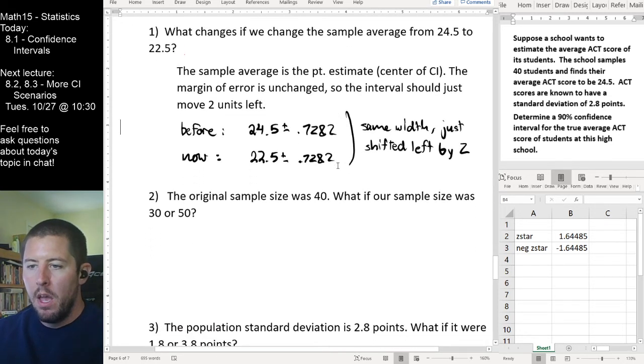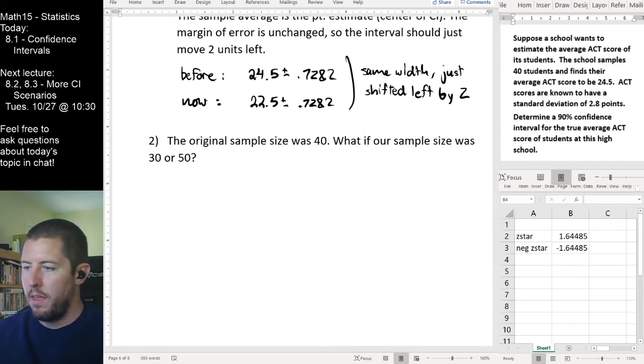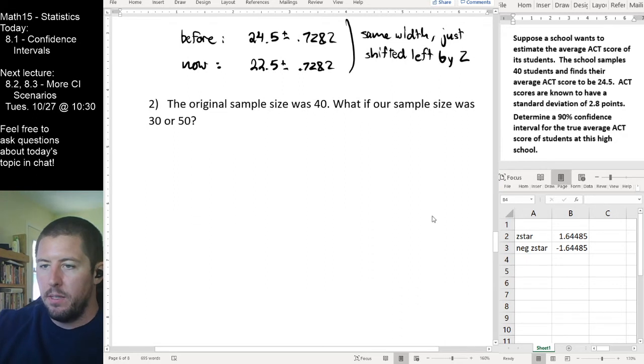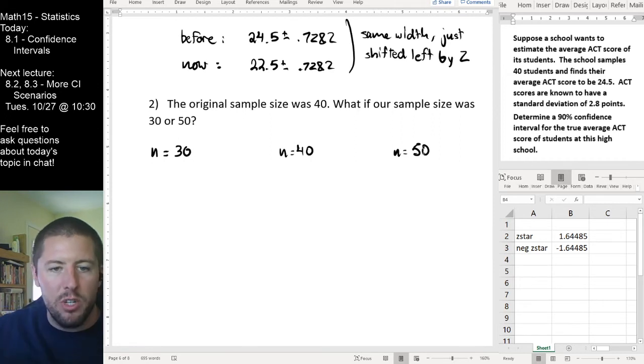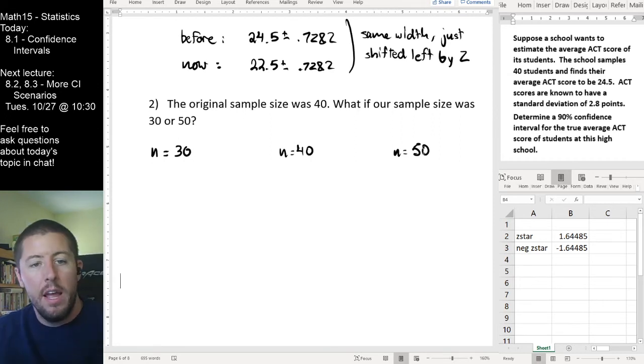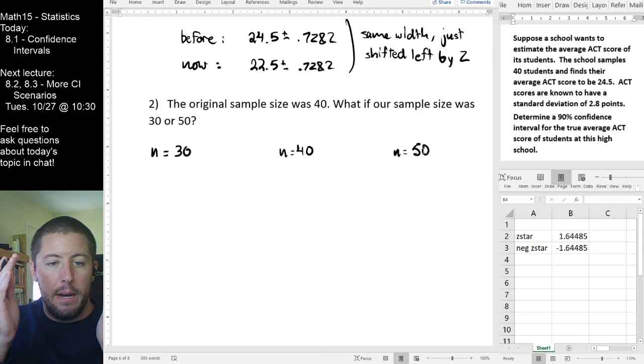The original sample size was 40. What if our sample size was 30 or 50? This one I'm going to need a little more room. Let's make 3 columns: N equals 30, N equals 40, N equals 50. What I know that N affects is our margin of error. The more information I have, the more I should be able to pin down our average into a smaller span. On the other hand, if I have less information, then I have less confidence about where this lives, and we're going to get a much bigger interval.